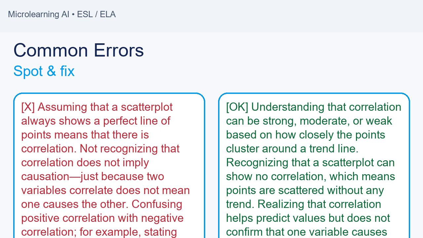Correct versions are understanding that correlation can be strong, moderate, or weak based on how closely the points cluster around a trend line. Recognizing that a scatterplot can show no correlation, which means points are scattered without any trend. Realizing that correlation helps predict values, but does not confirm that one variable causes changes in another.